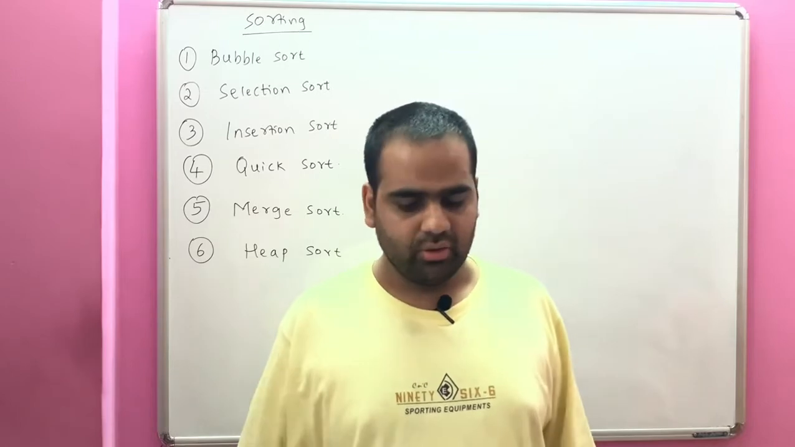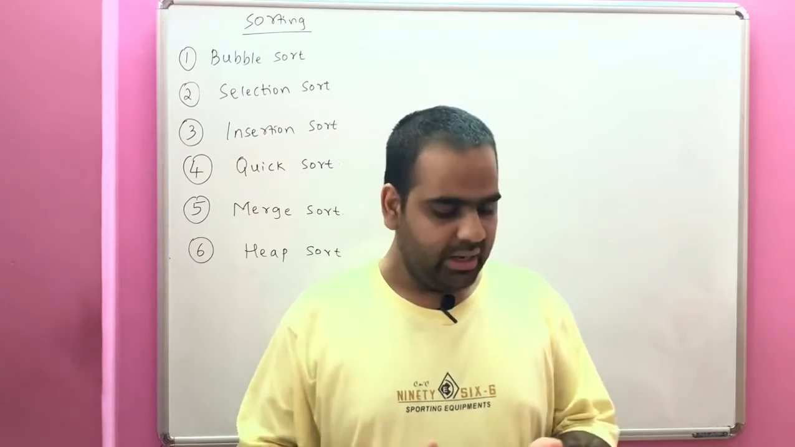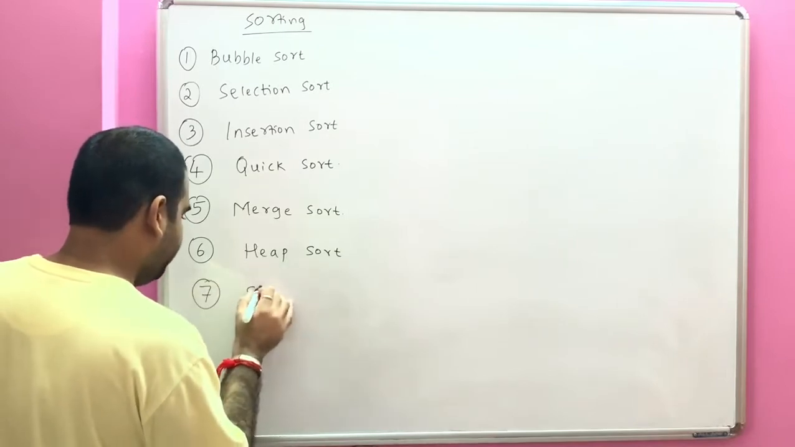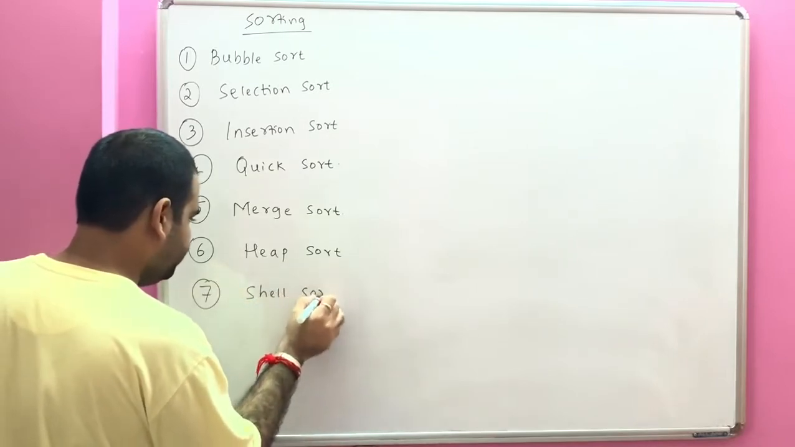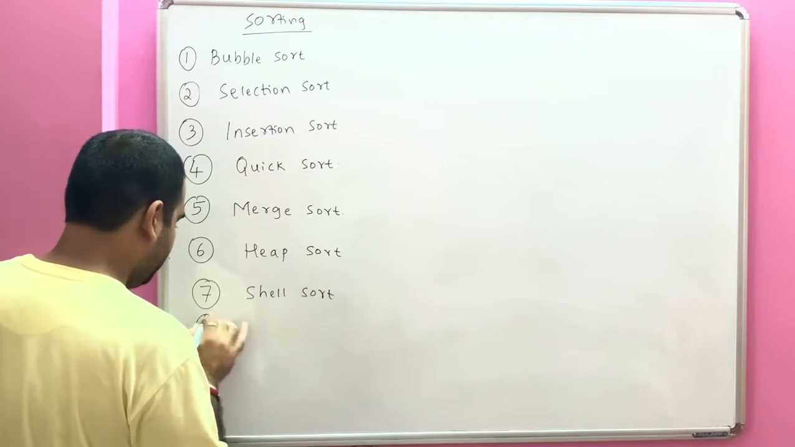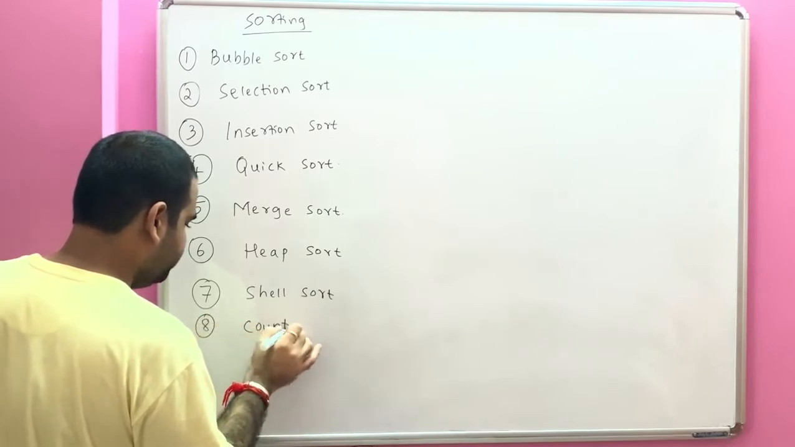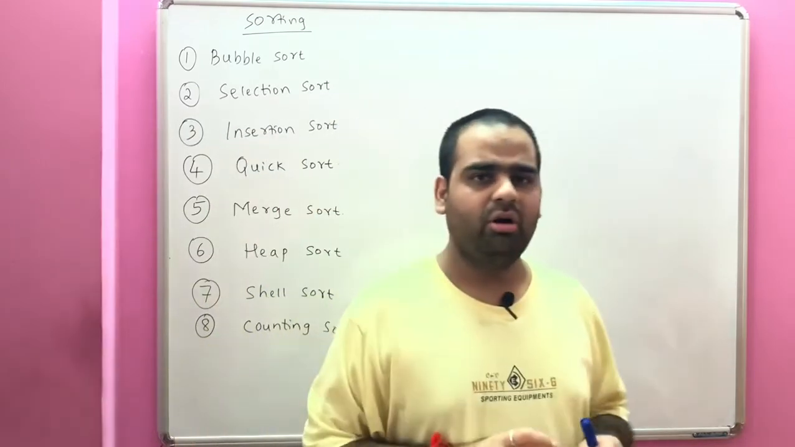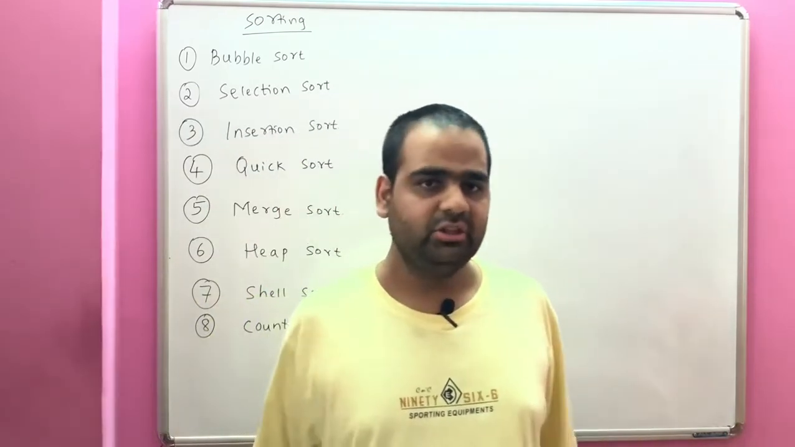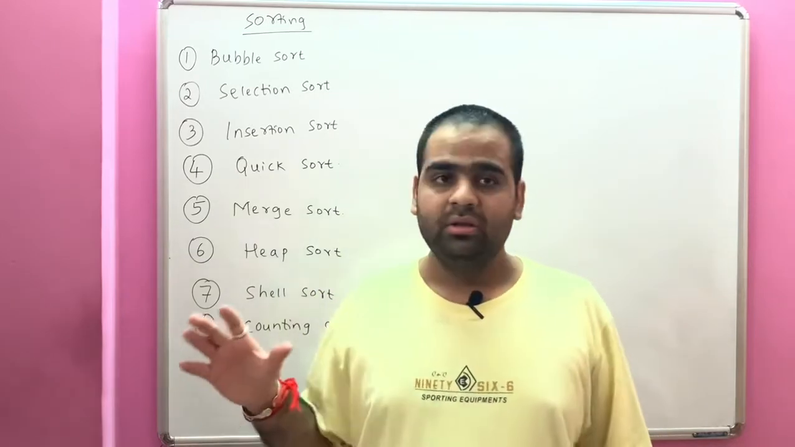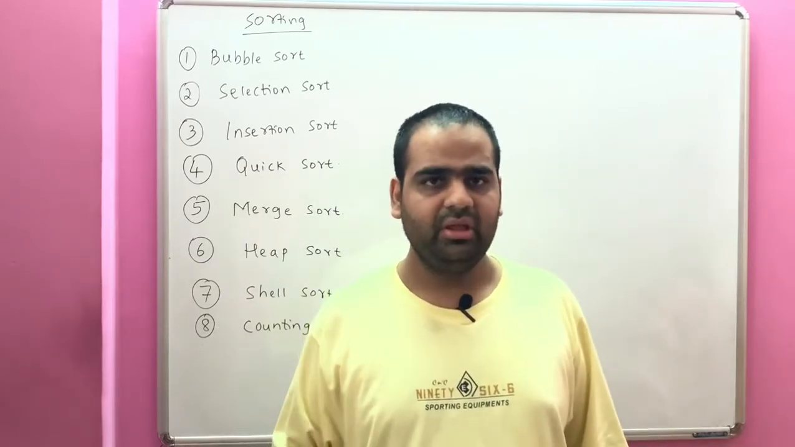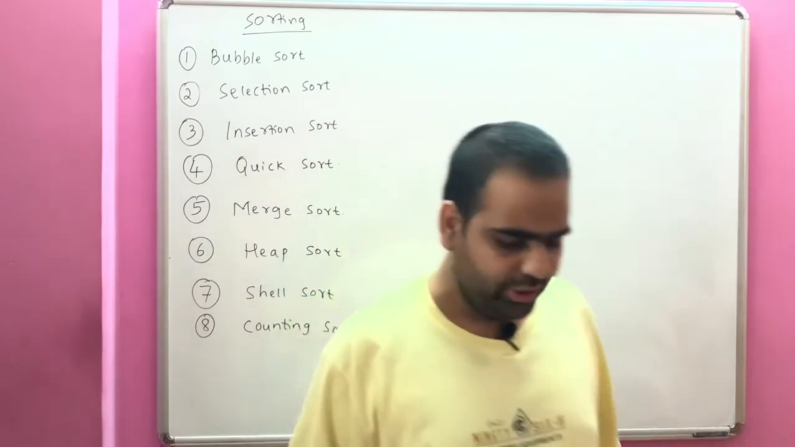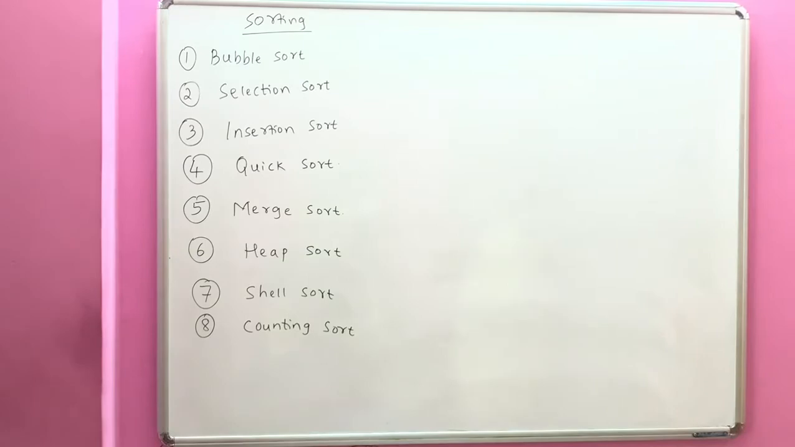These are the 6 algorithms for your syllabus, and if time permits, if I can make the video, I will make the video on shell sort, and 8th one is the counting sort. Now for shell sort and counting sort, the numbers has to be in a range, then only we can apply. This is a very small chapter, very easy chapter as well. This is what we will discuss in this chapter. Please pause the video and make a note of it. Thank you.